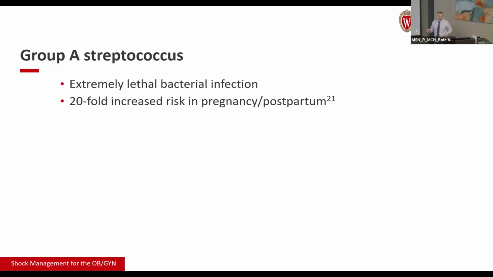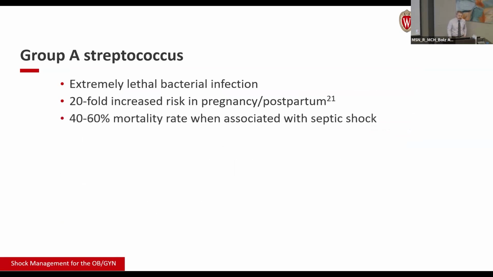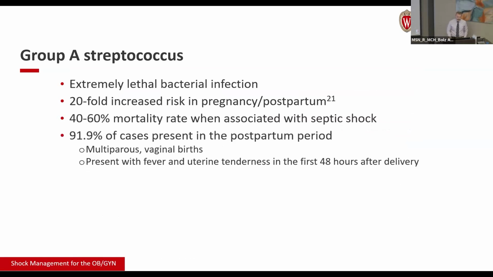Especially in our postpartum population, there's a 20-fold increased risk of group A strep in our postpartum patients. Again, if it's associated with septic shock, it can have as high a mortality rate as 40 to 60%. And like I said, 92% of cases are going to present in the postpartum period. It's going to be multiparous patients, most commonly after vaginal births, so low-risk patients, and they're going to show up with fever and uterine tenderness.